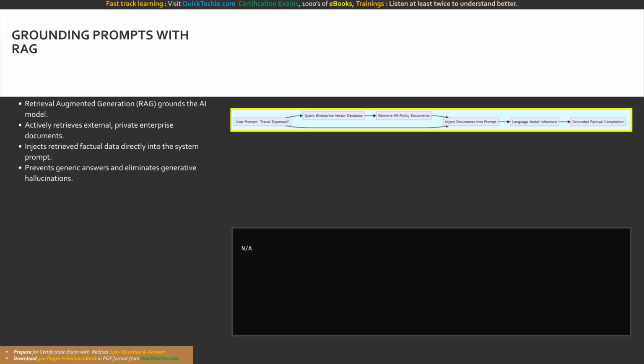Executing RAG in code involves a two-step API process. First, your backend intercepts the user's prompt and queries a vector database, like Azure AI Search, to find semantically matching document chunks. Second, your code concatenates those retrieved text chunks into the system message payload, instructing the language model to answer the user's prompt using strictly the provided context. Here we see the retrieval augmented generation workflow. A user prompt triggers a query to the enterprise vector database.